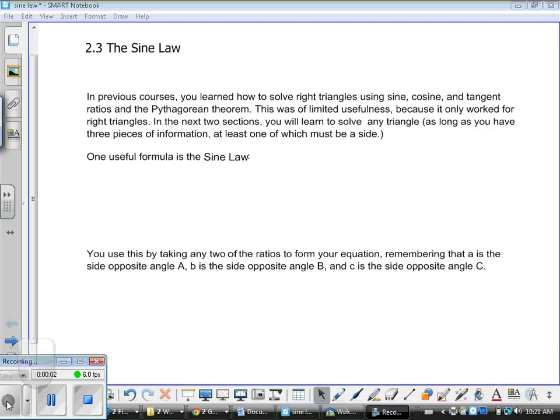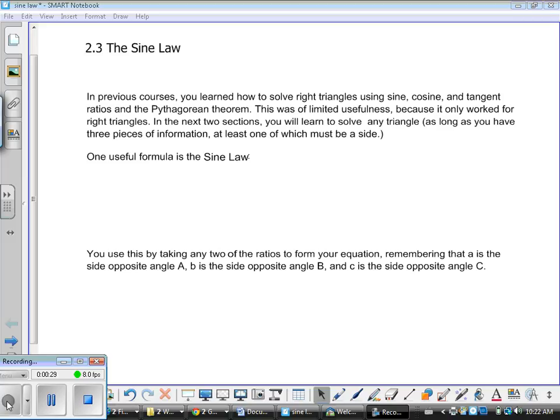Okay, section 2.3 is the sine law. In previous courses, you could solve right triangles using sine, cos, and tan. As long as you had two pieces of information plus the fact that it was a right triangle, other than all three angles, of course, because then that could be similar triangles. If you knew at least one side, you knew it was a right triangle, and you knew another side or an angle, you could always solve the triangle and know what all the sides and angles were. But you could only do that for right triangles.